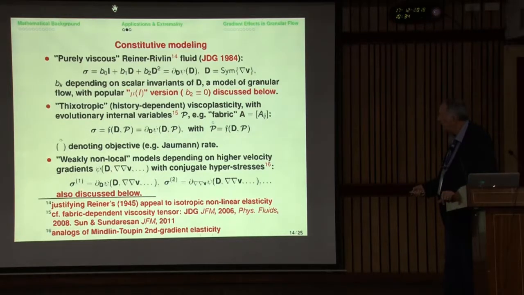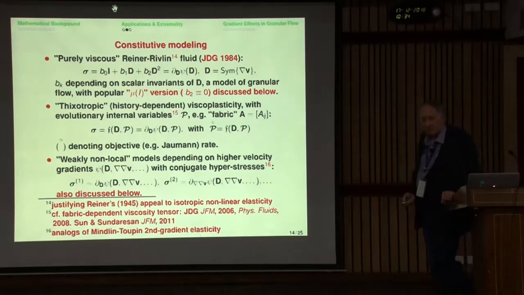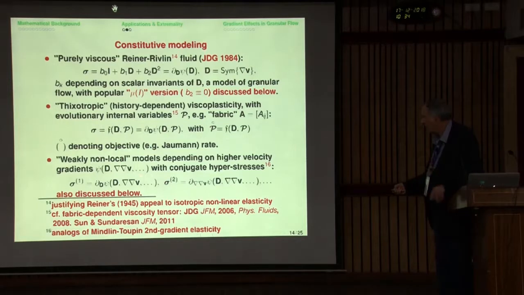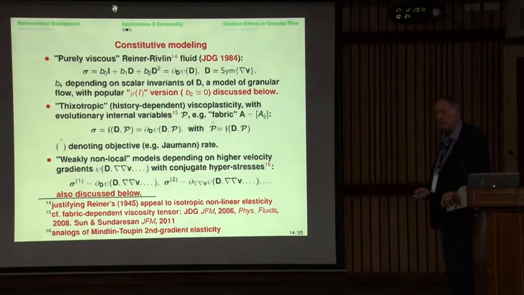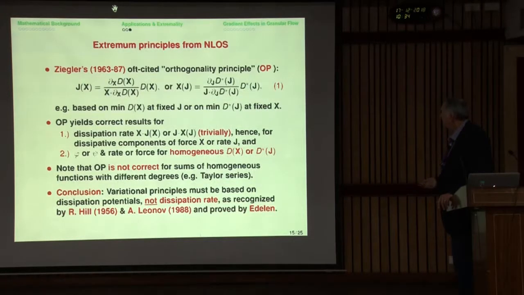When you do this, you'll generate stresses that are conjugate by the derivatives of this potential. The first stress is the Cauchy stress, it's the derivative with respect to strain rate. The second stress is a hyperstress, a three index quantity, that is the derivative of psi with respect to the gradient of the velocity gradient, the double gradient of velocity. I'll make use of that shortly to regularize the mu of I model that's been discussed.